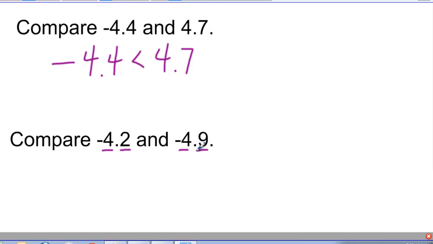However, these are negative numbers, so this is going to be the reverse. Negative 4.2 is closer to 0, further to the right on the number line, and therefore it's actually larger, since I'm talking about negative numbers. So I would write negative 4.2 is greater than negative 4.9.